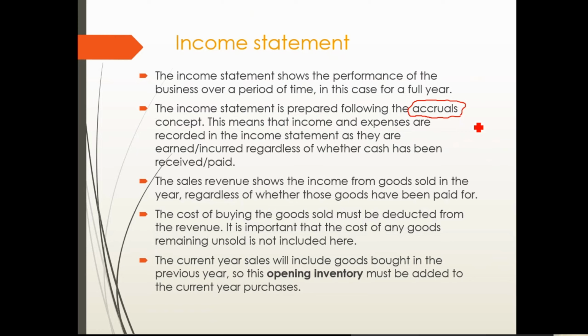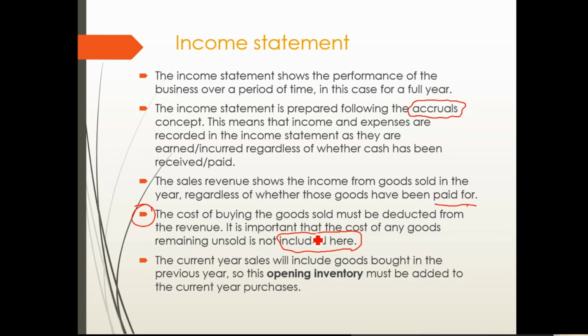The sales revenue shows the income from the goods sold in the year, regardless of whether the goods have been paid for. The cost of buying the goods sold must be deducted from the revenue. This is also an important point. It's important that the cost of any goods remaining unsold is not included here. So if we have some extra inventory, but as I mentioned, normally when I give you an example or an exercise, it will be the simplest way ever.